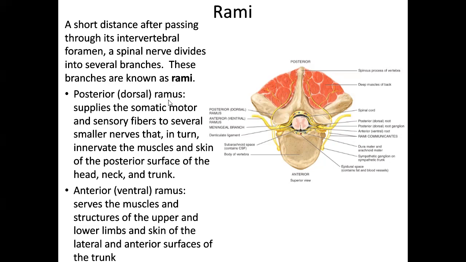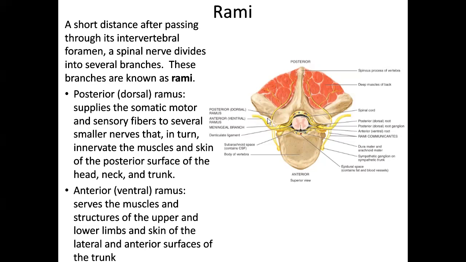The most important of the two are the posterior and the anterior ramus. Looking at the size difference here, the posterior ramus is quite a bit smaller than this big anterior ramus. And that's because the posterior ramus, which goes to the back of the body, only innervates the muscles and skin on the posterior surface of your head, neck, and trunk. So basically the back side of your head, the neck, and then your back, about the level of our butt. It doesn't include your arms, or your legs or the front or sides of your body.